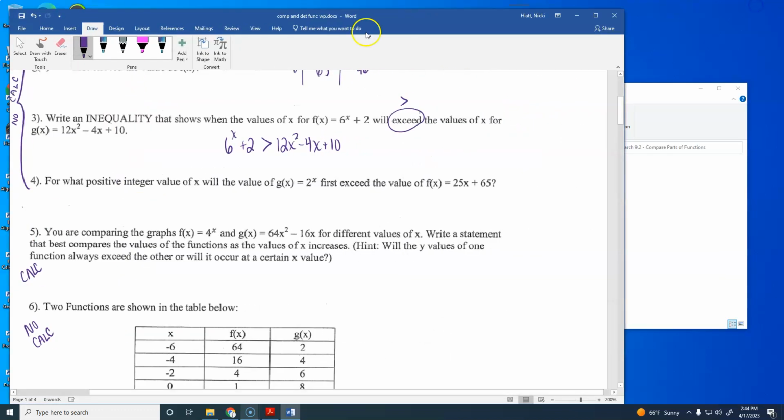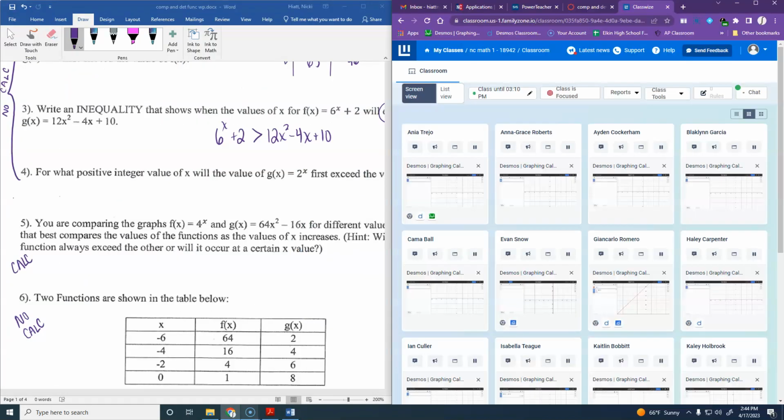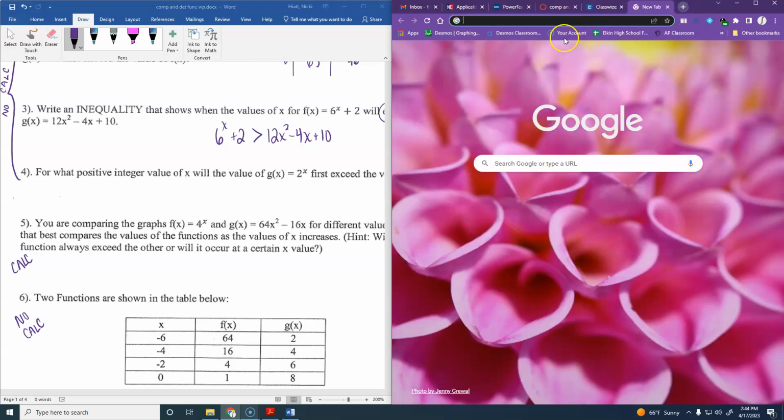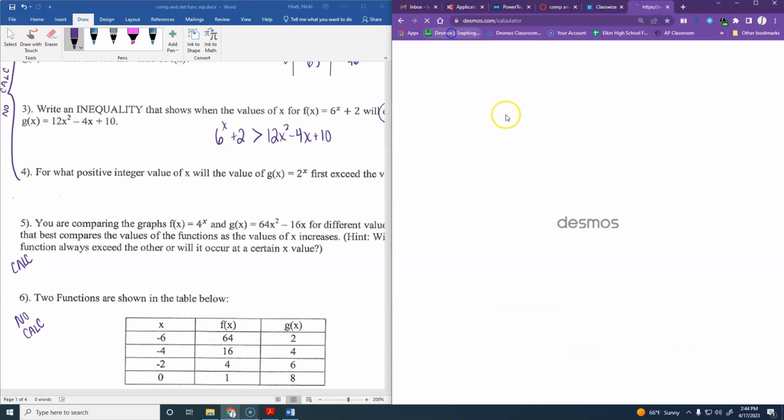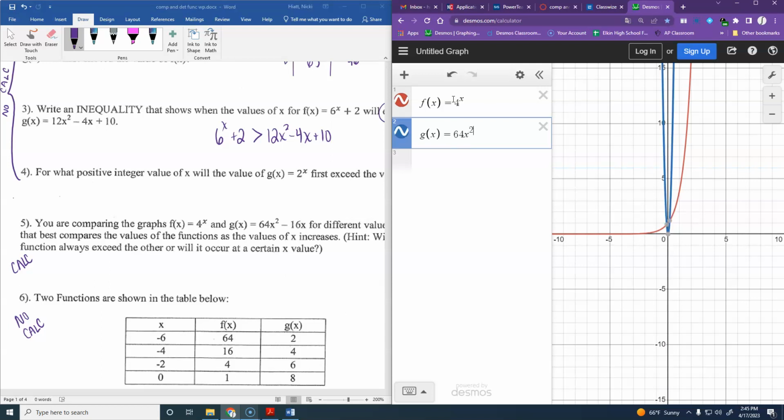So for this one, we are going to use Desmos, so let me split screen here so we can see it. And we're just going to type in our 2 equations. And you can type these in for yours as well so you can see it. Because I do want you to see something about this. I want you to make sure you can get a good picture. Everybody type yours in for number 5.